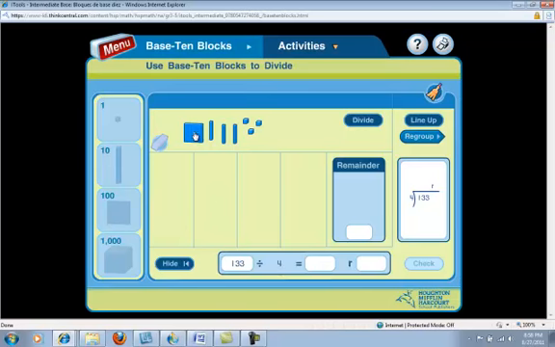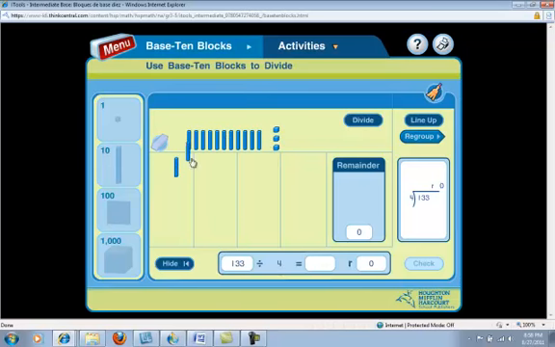Now, I can't take this 100 and put it into a group because I don't have enough hundreds to put 1 in each group. So I'm going to come over here to this button that says regroup, and I'm going to click on my hundreds because I want to regroup that. So let's click regroup. Notice it broke my 100 into 10 tens. I still have 133, but now instead of having 10 tens, I now have 13 tens and 3 ones.